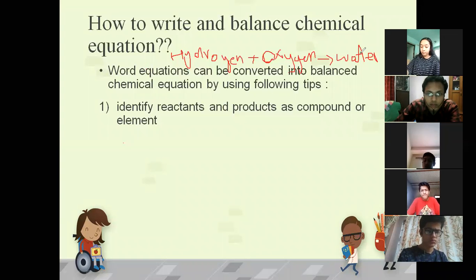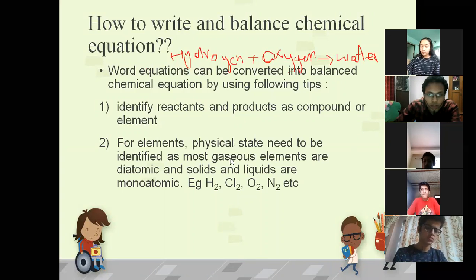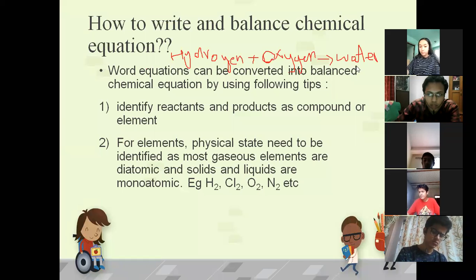Second one here: for elements, the physical state needs to be identified, as most gaseous elements are diatomic and solids and liquids are monoatomic. Hydrogen and oxygen are the elements; forget about the compound for now. So we have to think about their physical state. In normal condition, hydrogen and oxygen both are gases, and this point says that most gaseous elements are diatomic.